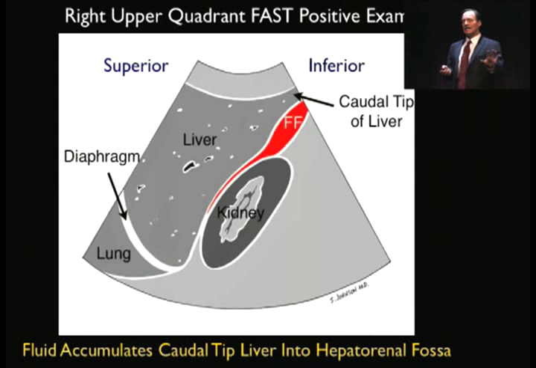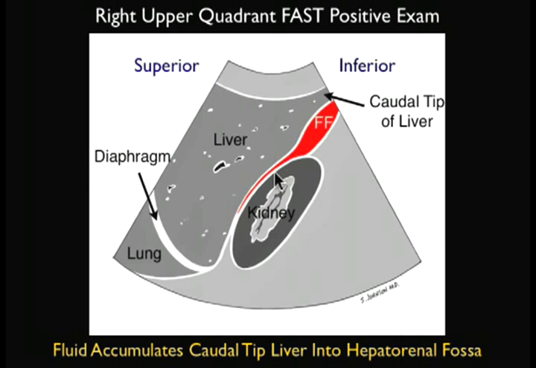Now, a typical positive right upper quadrant is going to look something like this. What you can see is the free fluid is going to be tracking right here, mainly between the liver and the kidney. But notice it's going to be preferentially seen around the caudal tip of the liver, right there, where we can actually see it really well.